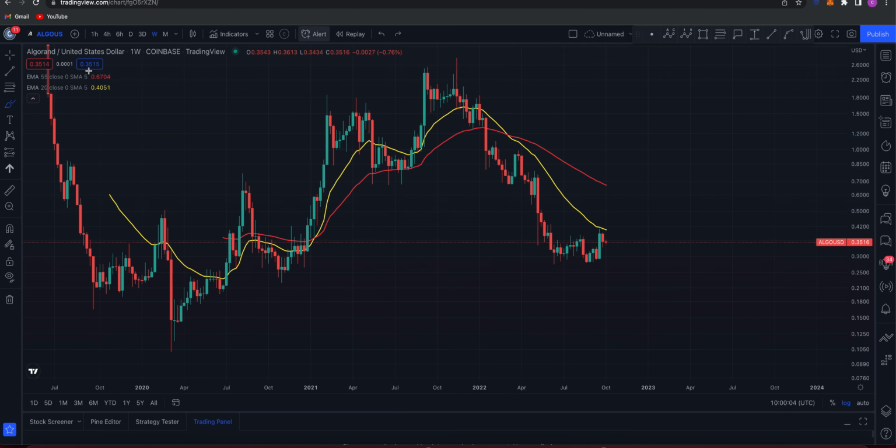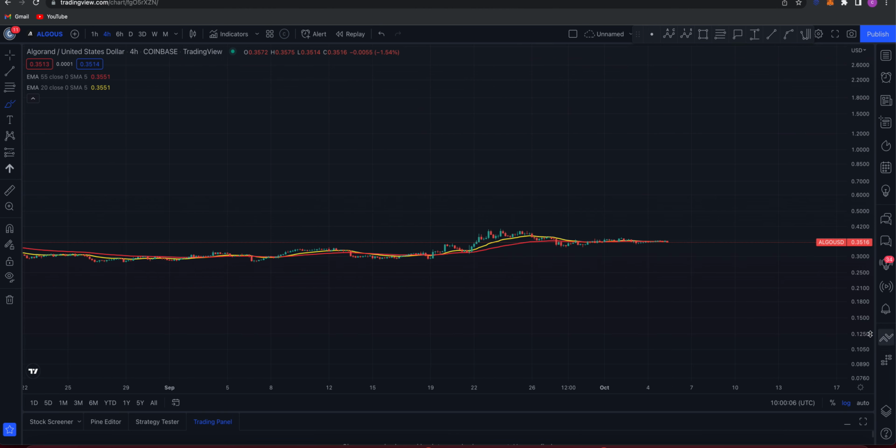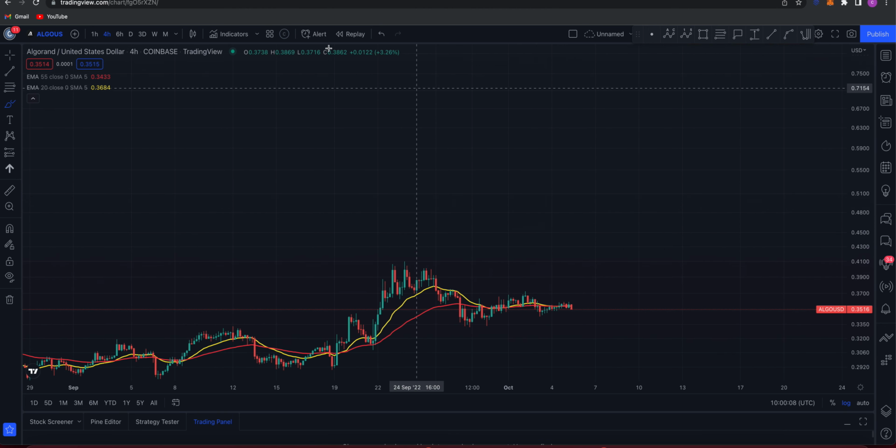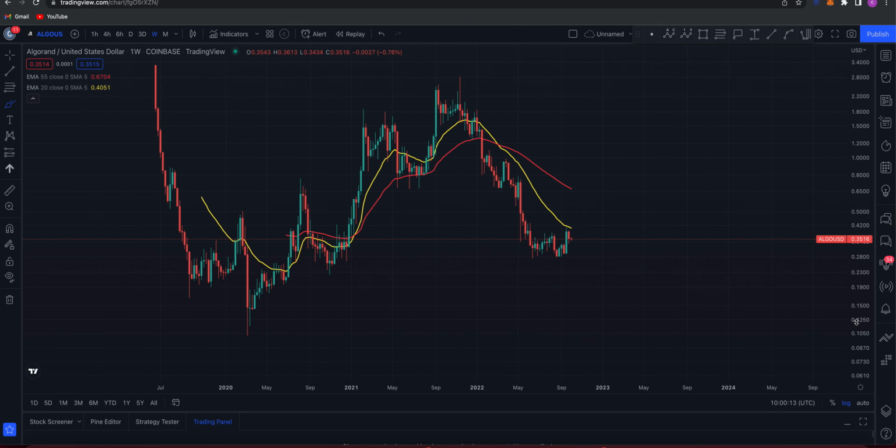So guys, you can use those on any time frame. You can use them on the 1 hour, the 4 hour to indicate in the short term where the price might be moving. But for me, I like to look at them from the zoomed out perspective and have a look at where we are.